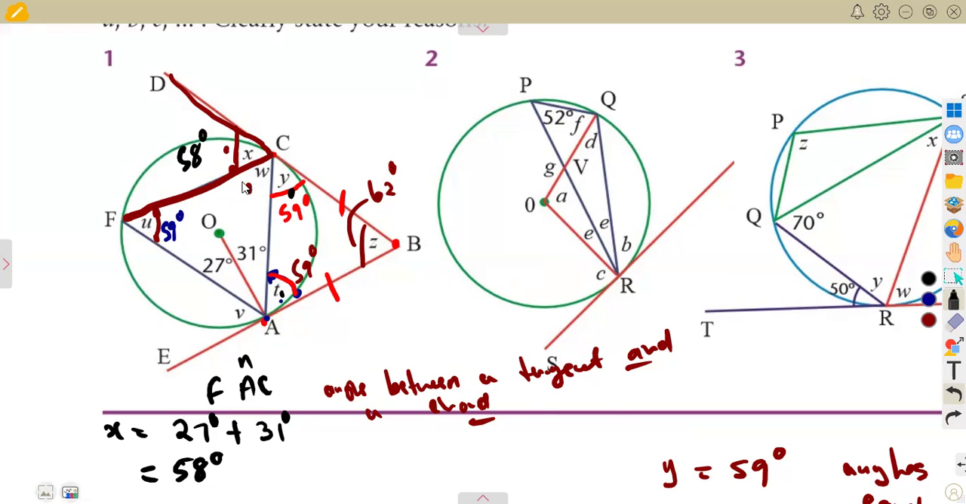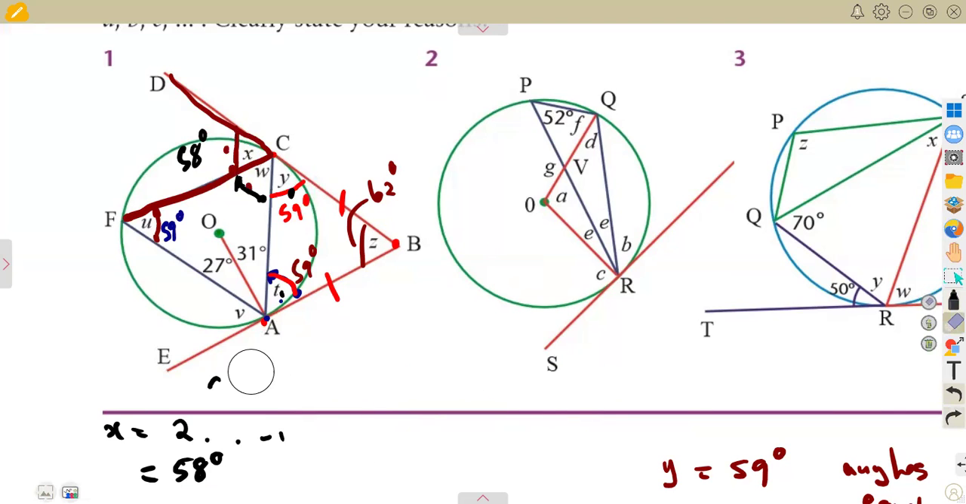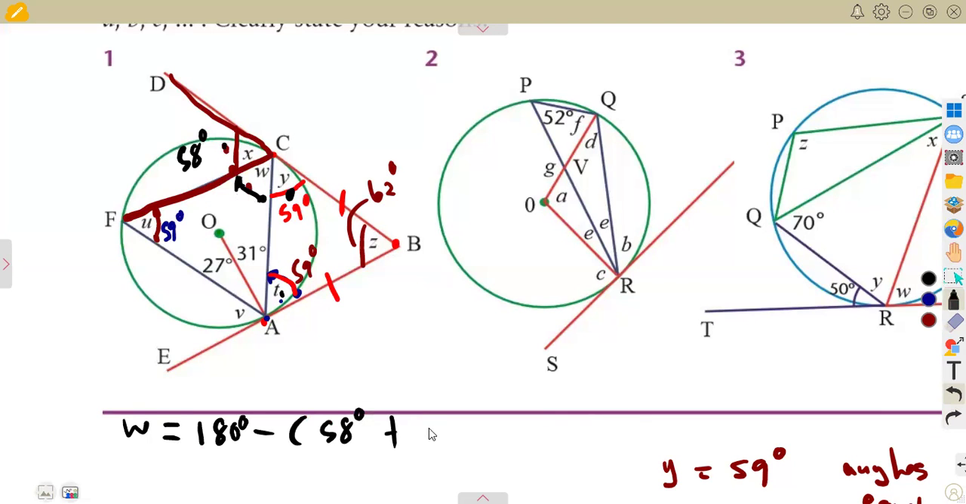Then what about W? Angles on a straight line. To find W, I'm just going to consider angles that are found on a straight line. They add up to 180 degrees. It's also part of geometry to know that angles on a straight line add up to 180 degrees. So W was going to be 180 minus these two angles, which are on a straight line, the 58 degrees and the 59 degrees. So there we are talking about angles on a straight line.